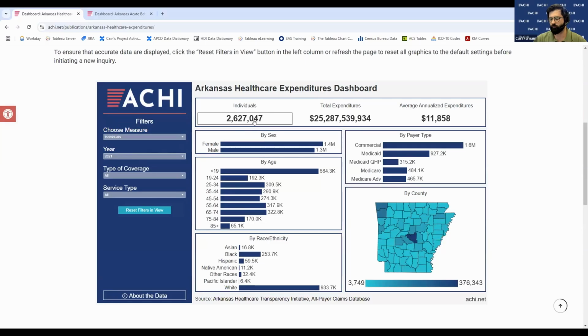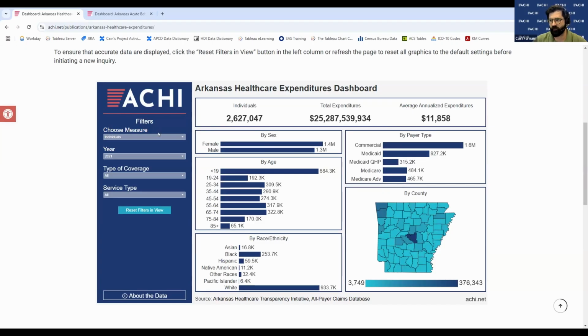So we're capturing the vast majority of Arkansans with the member enrollment records. For those individuals that were enrolled with at least 1 month, the sum of their medical, pharmacy, and dental paid amount costs from their claims is $25.2 billion for 2021. And to standardize those costs across individuals and the total amount of coverage they had in a given year, we've created an average annualized expenditure metric that you can see is almost $12,000 for the year 2021.